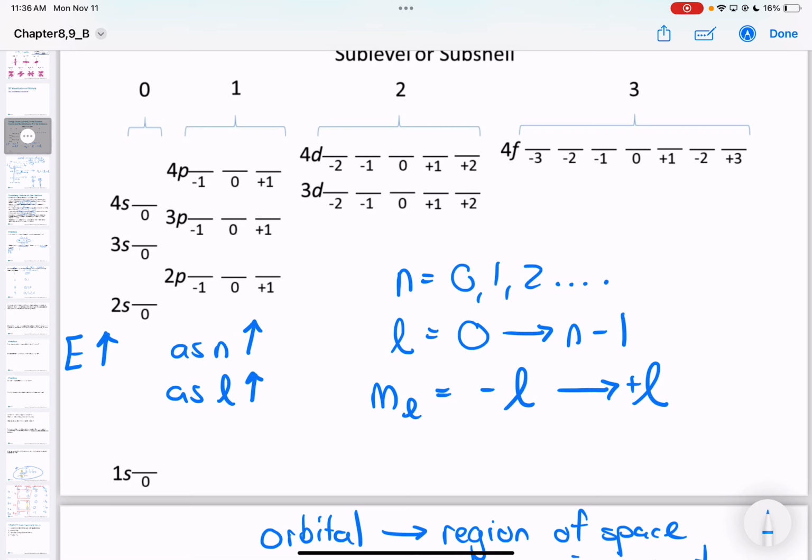That's why when you draw the 2p, you draw them horizontally in the same direction, because we're saying that this is an energy scale. Starting at the bottom and working our way up, things are getting higher and higher in energy. Was that a hand? No? Okay.